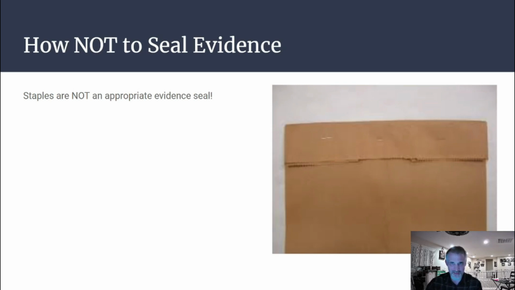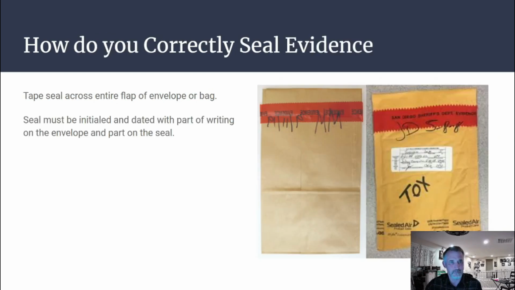Staples are not an appropriate evidence seal for the same reasons that we want to seal all the way along there. So even if you put 100 staples in there, that's not going to be sufficient. So this is a couple of properly sealed pieces of evidence. The tape seals across the entire flap. On this bag, it's going all the way across the seal. Same thing on the envelope, all the way across the seal. It's completely sealed, and it's wrapping around the back side.